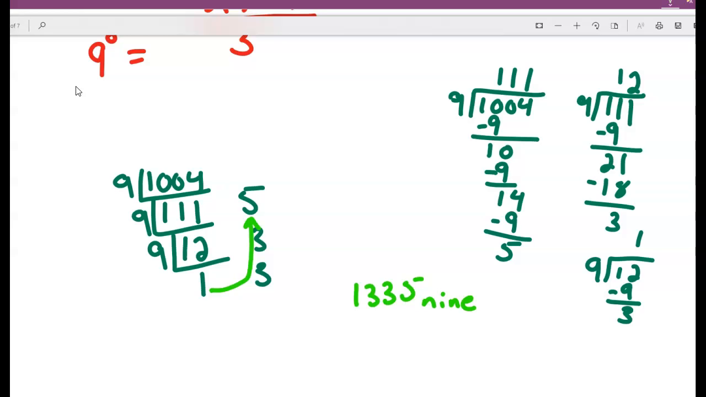It doesn't matter what base you're converting to, both of these methods will work with every single base.